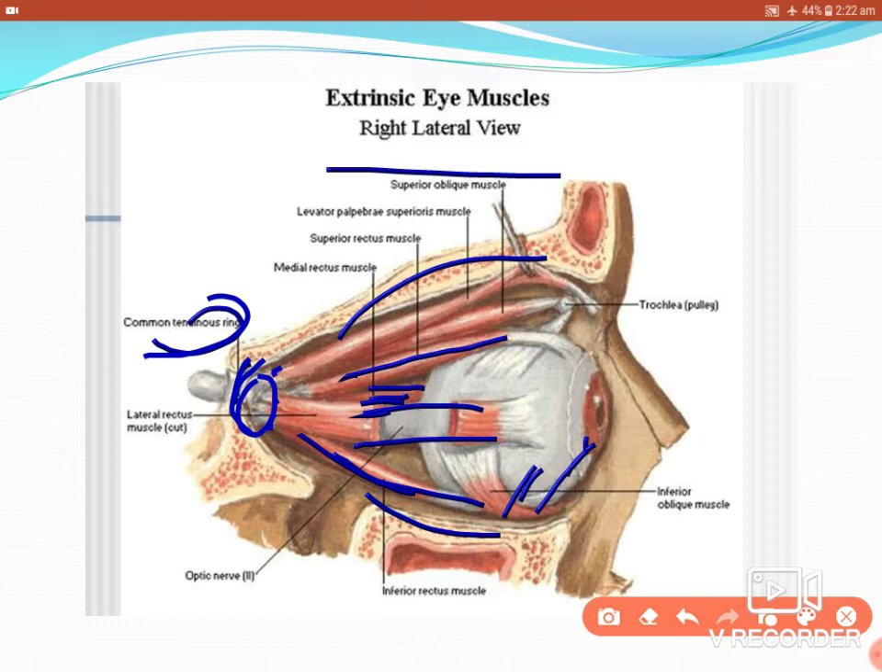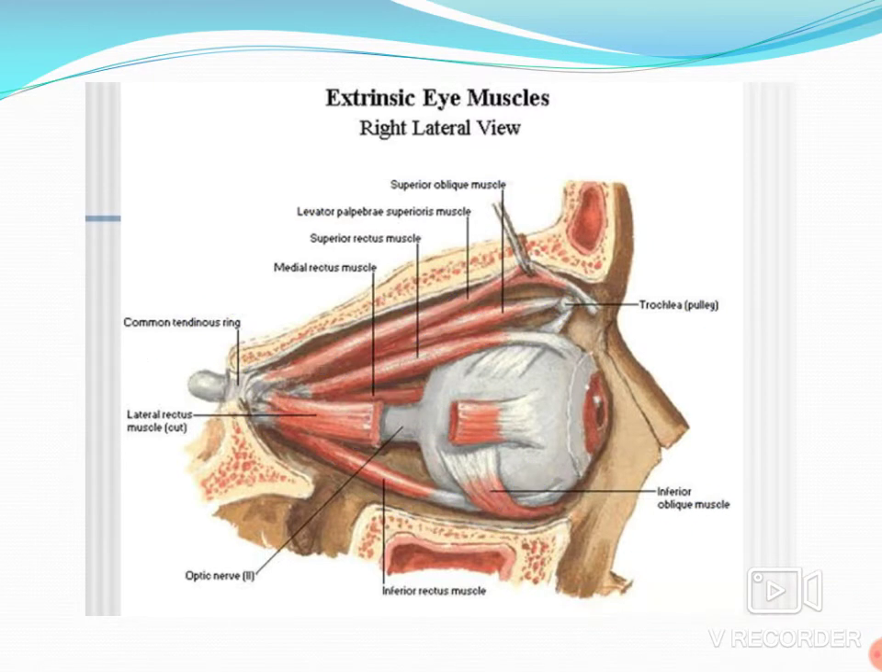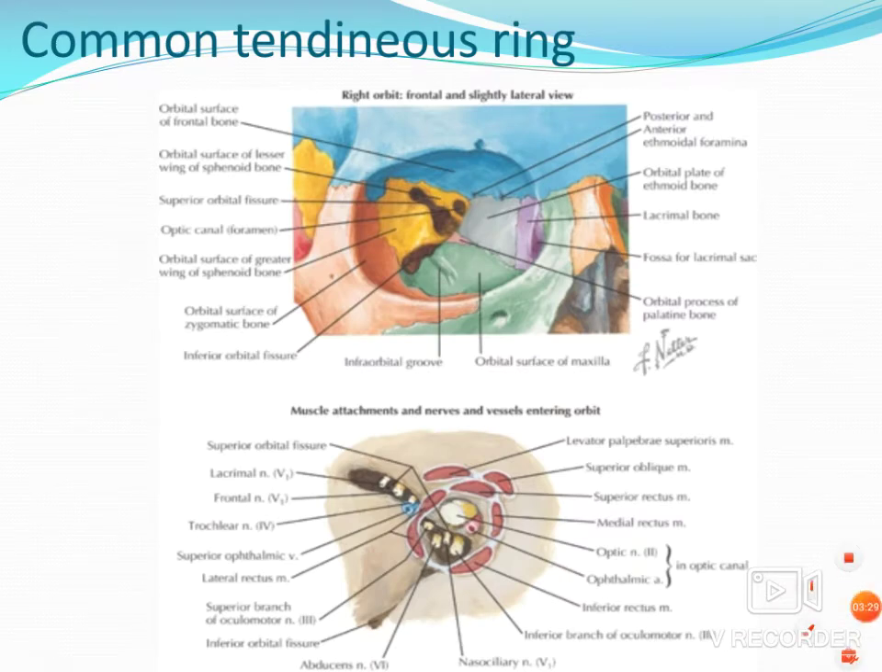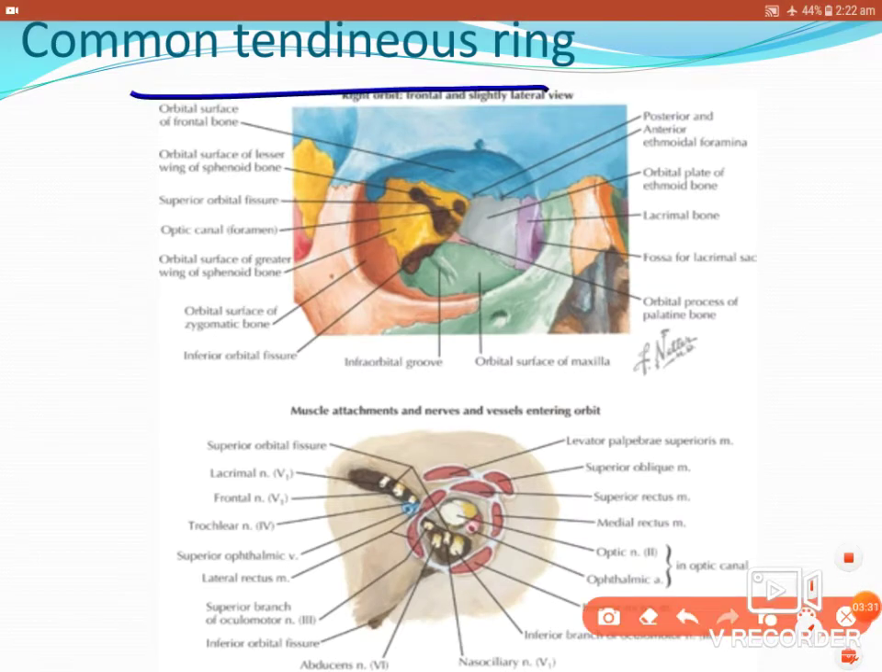Then here this muscle is the levator palpebrae superioris. This is the superior oblique muscle. Here this is the inferior oblique muscle. Then here this is the attachment of the common tendinous ring.